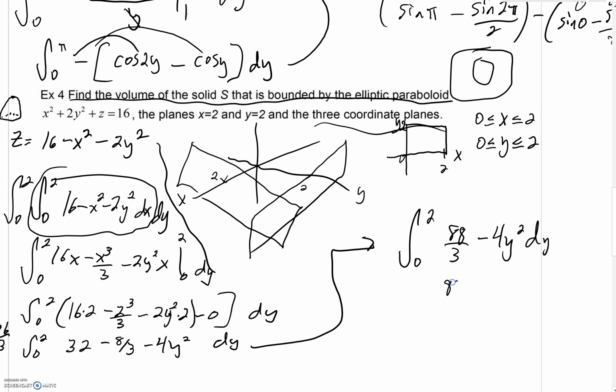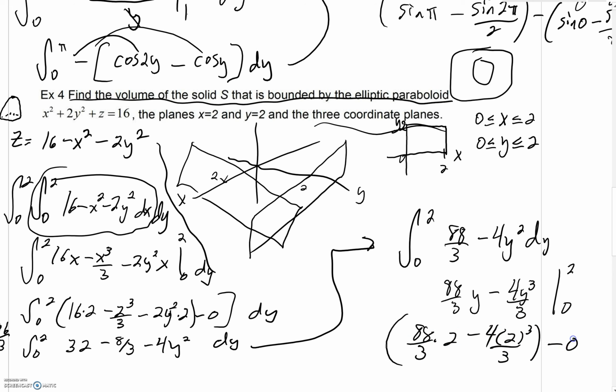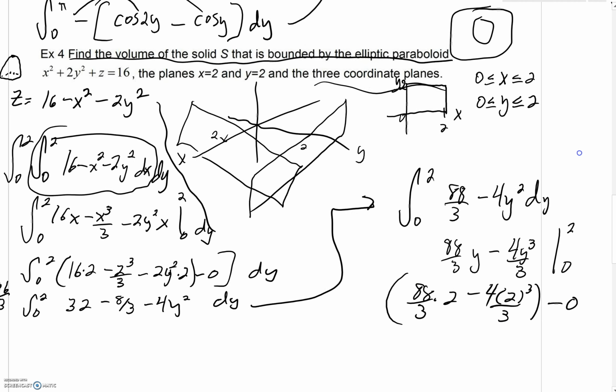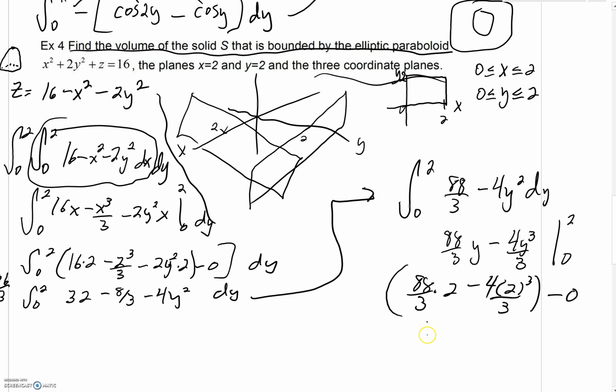Integrate with respect to y would get 88 thirds y. Bump this up to a 3, you'd have 4y cubed all over a 3. When we plug in our 2, we'd get 88 over 3 times a 2 minus 4 times 2 cubed all over 3. The 0 part, I hope, is easy. That wipes everything out. This becomes, let's see, I think that's 176 all over a 3. 2 cubed is 8. 8 times 4 is 32. And 176 minus 32, I believe that's 144.